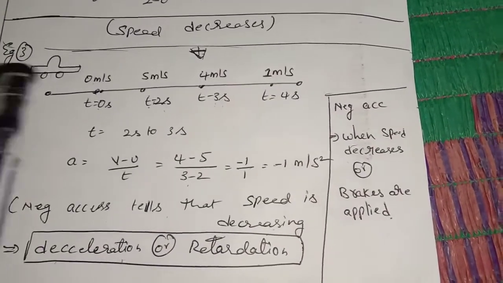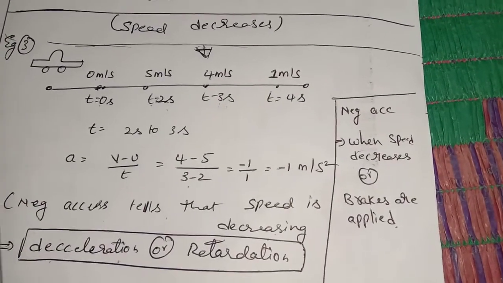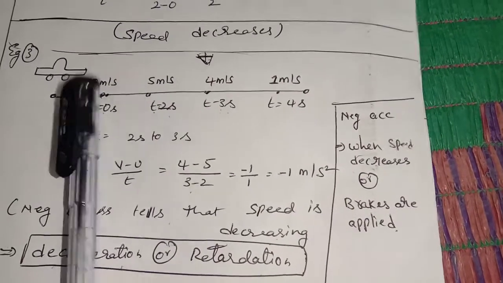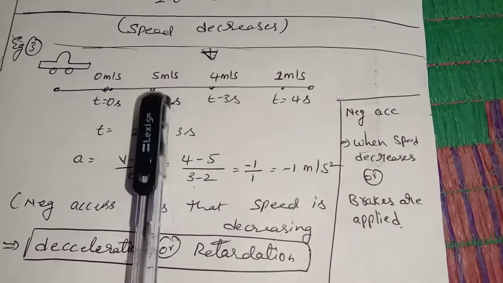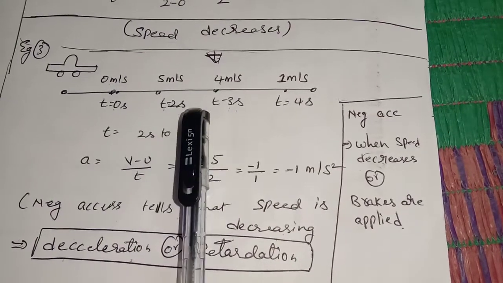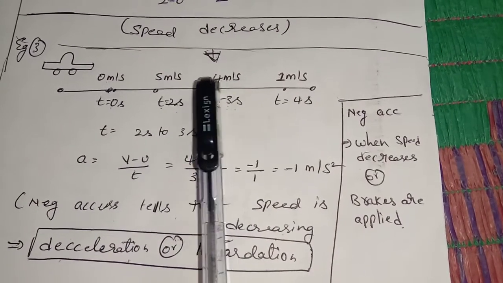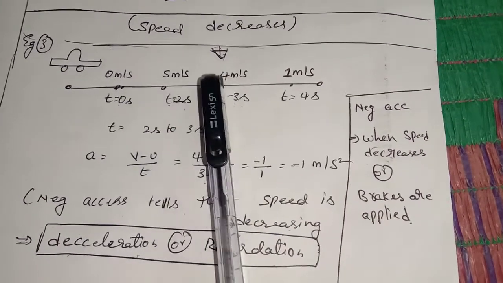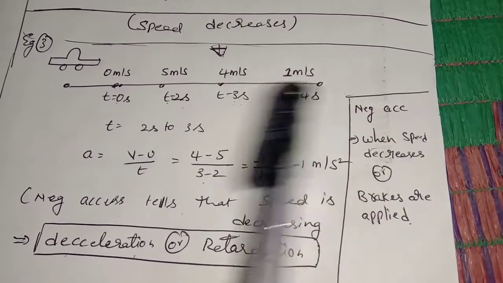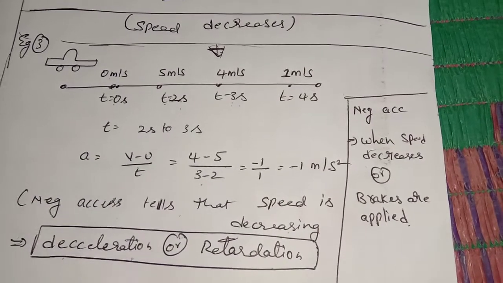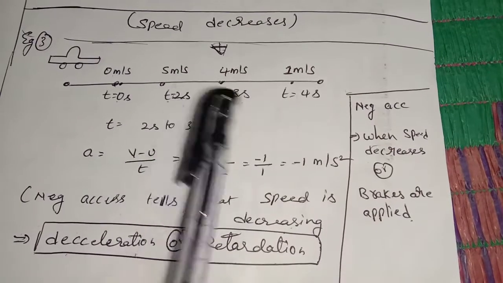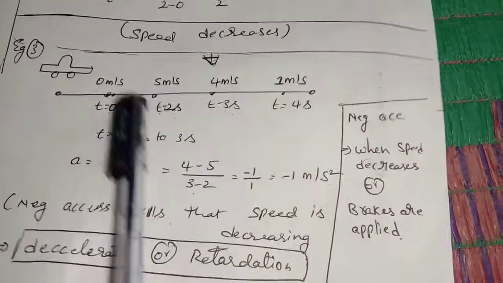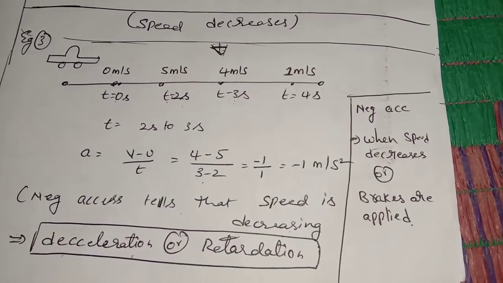Now here, see. Same example, but the vehicle at time 0 seconds is 0 only. At time 2 seconds, 5 meters per second. At time 3 seconds, it is moving at 4 meters per second, and so on. What is happening here? It is decreasing. I want to calculate the acceleration of the vehicle from time 2 seconds to time 3 seconds.